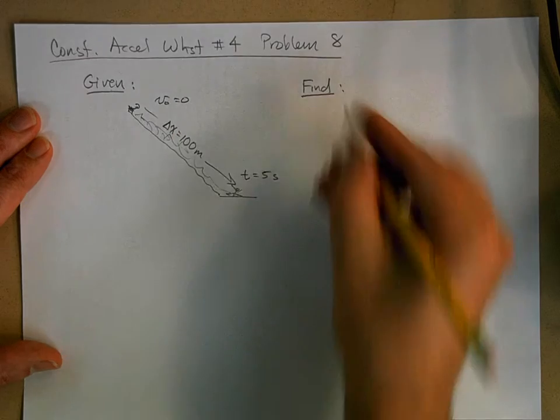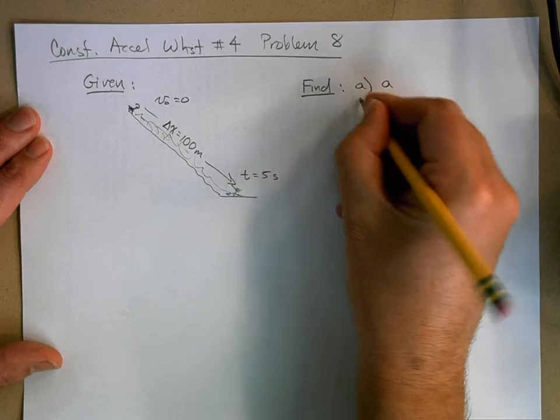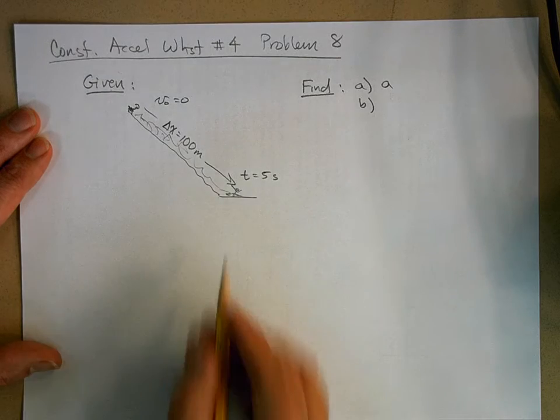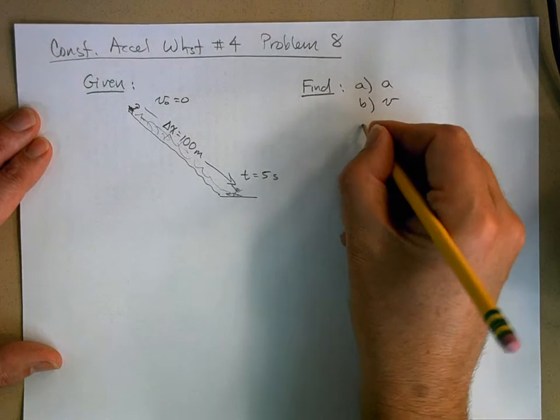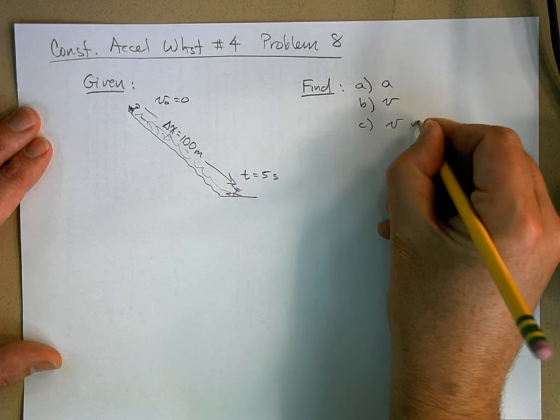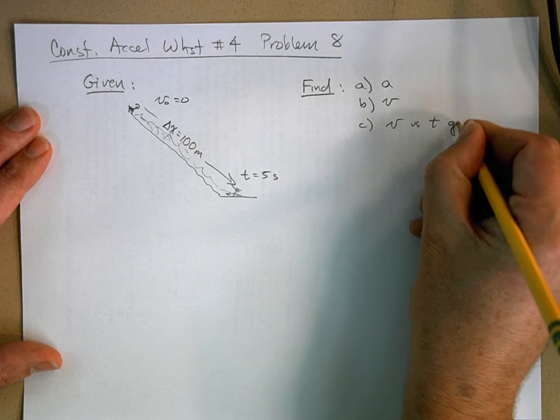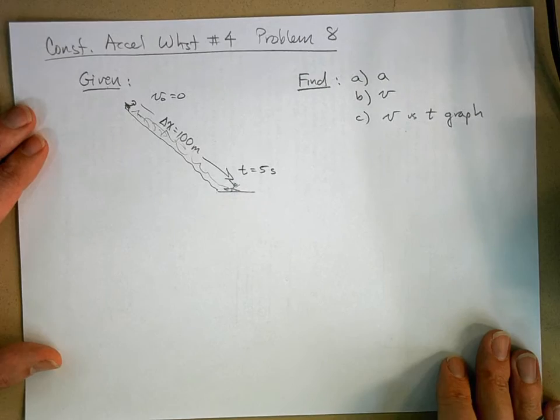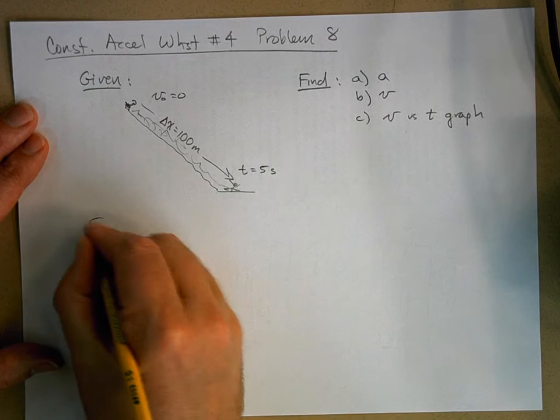And what are we trying to find? A, what is the acceleration of the rocks? And B, how fast are the rocks going at the bottom? So that's the final velocity. And then C, we want a V versus T graph. Okay. Now let's solve it.